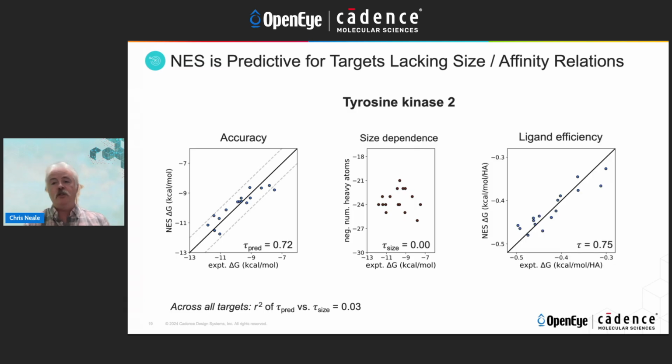Another thing we can do, though, is just directly assess the ligand efficiency. So on the plot on the right now, I've divided the experimental affinity by the number of heavy atoms, and I've divided the NES prediction by the number of heavy atoms. That's on a per ligand basis. And even in the context of ligand efficiency here, we're seeing a robust correlation.